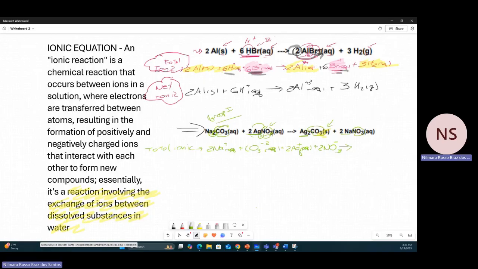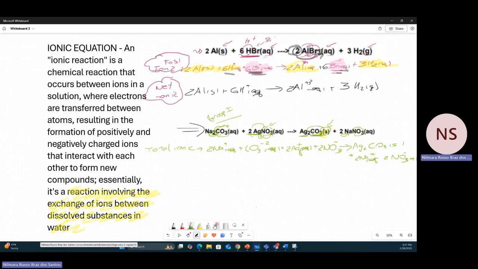So here I have silver and carbonate. Do I separate that? No, right? Because it's solid. So it will be the same on this side. Plus, I will put it down here, okay? So I have 2 sodiums plus 2 nitrates -1. Again, don't forget to put equals, okay?